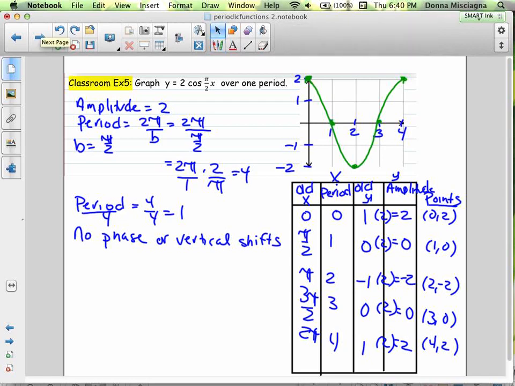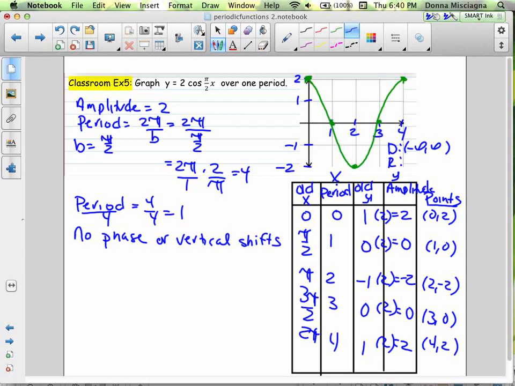And that one is done. And now let's graph the next one, if there is one. Let's find out. Oh, domain and range. The domain, negative infinity to infinity. The range, we are now oscillating between negative 2 and 2. Anybody else? Is that the last one?